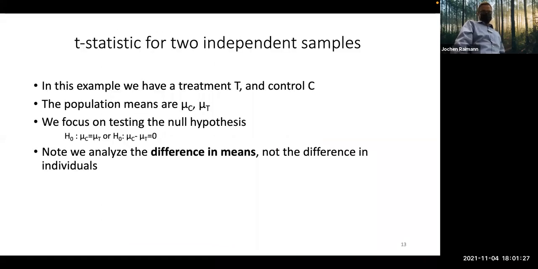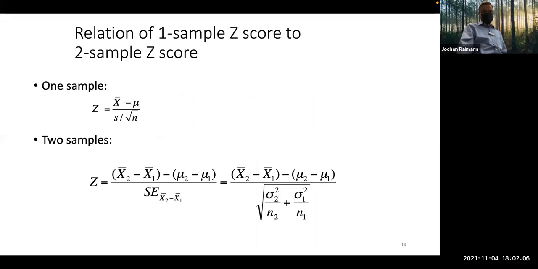So in this population, we have treatment and control. The population means are mu C and mu T. If we focus on the hypothesis testing of the null hypothesis, in this case, mu C would be equal to mu T. That means that mu C minus mu T should be 0. So now we're analyzing the difference in means, not the difference in individuals. It's not the mean difference, it's the difference in means. And this is where wording makes a huge difference. It's tricky at times. The quiz is not going to be that complicated, but keep it in mind.